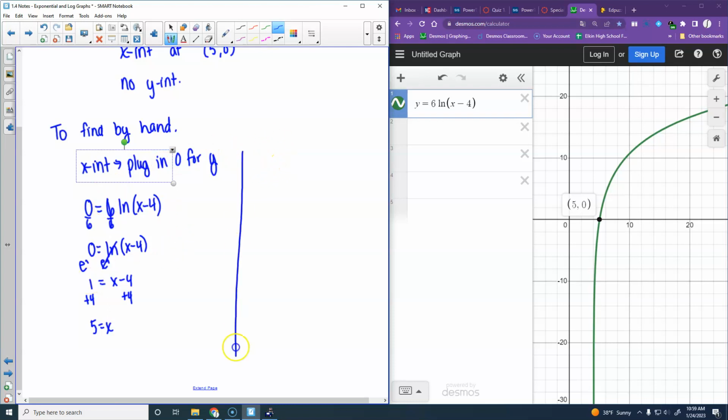If we want to do the y-intercept by hand, this one's a little bit different. We're going to plug in 0 for x, which will look like this. Y equals 6 natural log of 0 minus 4. And that's 6 natural log of negative 4. And what did I warn you guys about with logs? Can't have that negative. So this would be no solution here.